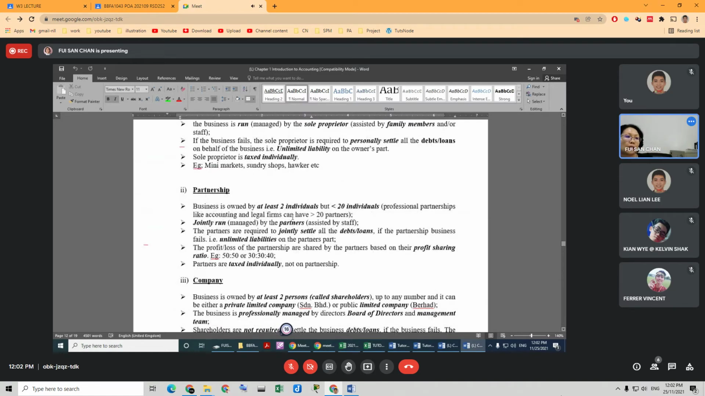Normally we say 2 to 20. So partnership is where we can actually share. We can pool our resources. So if you have 3 partners, then everybody must contribute some capital. So it's better than a sole proprietor, right?